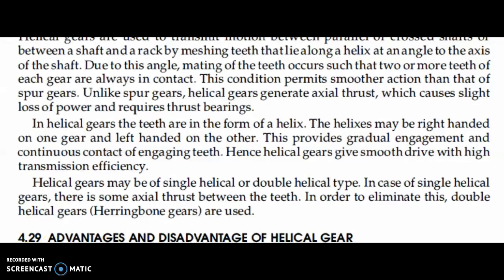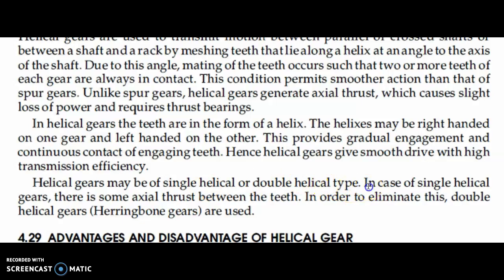As the figure shows, I can read this section. In helical gears, the teeth are in the form of a helix. That is called the helix angle. The helixes may be right-handed on one gear and left-handed on the other gear. Then only the mating will happen. So the helix will be right hand on one side and left hand on the other. Helical gears may be of single helical or double helical type.